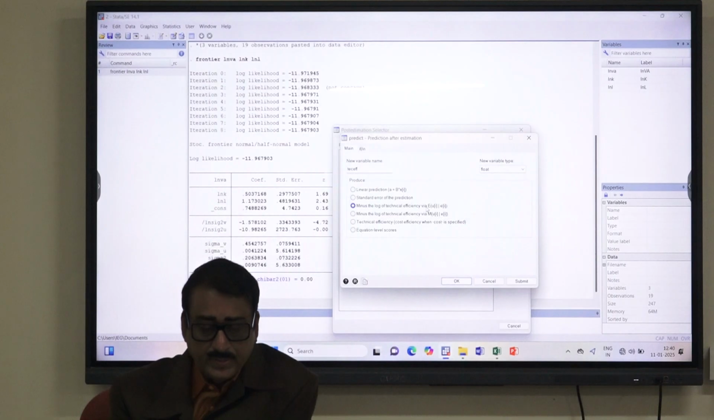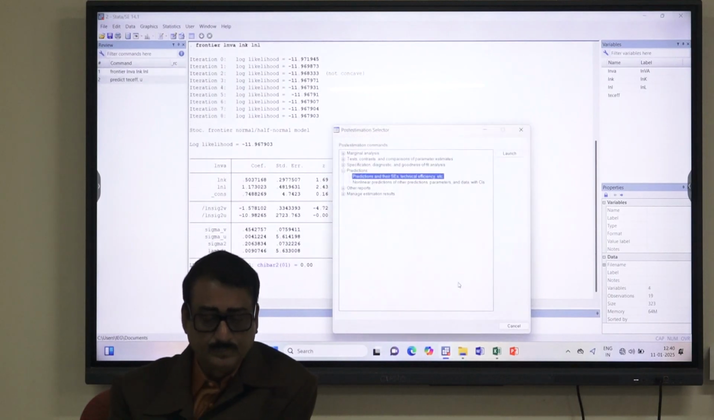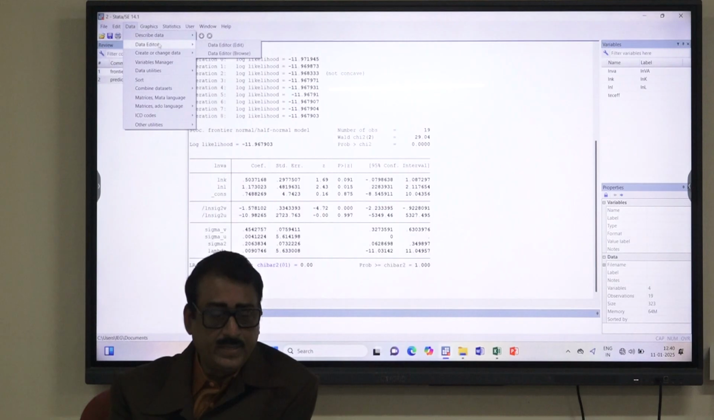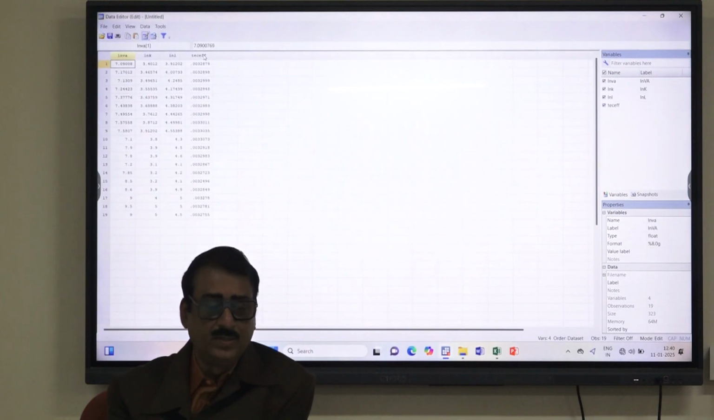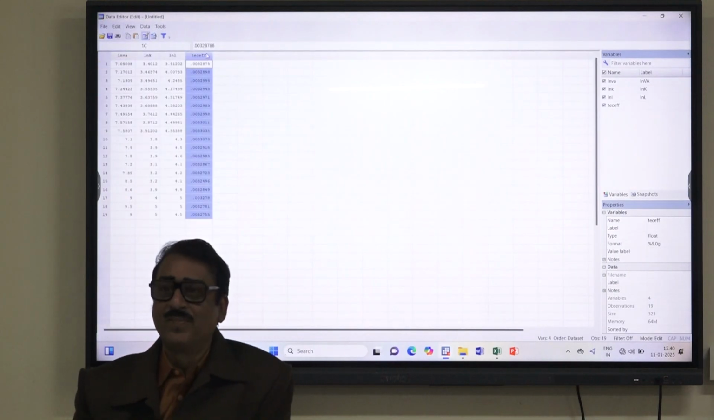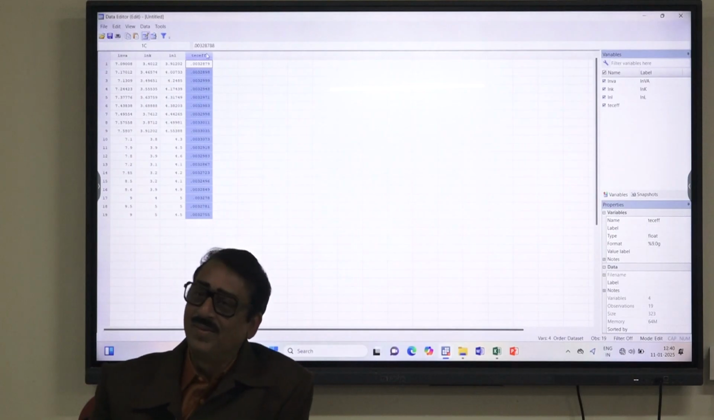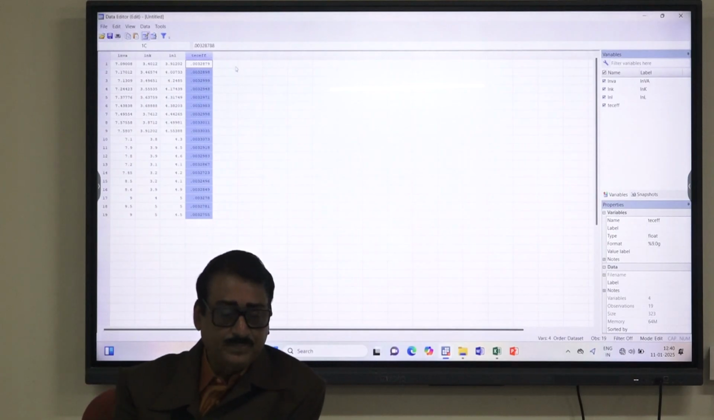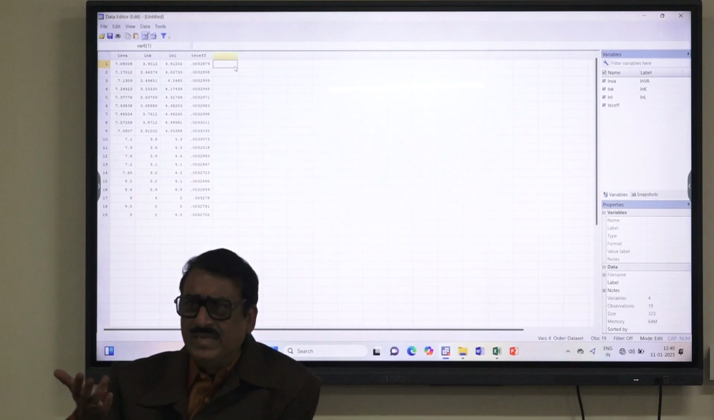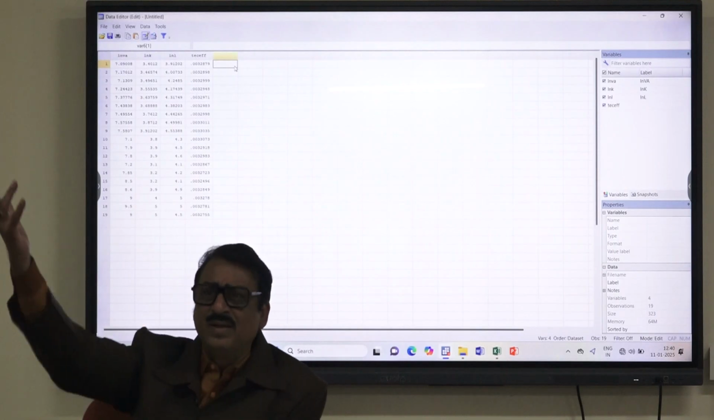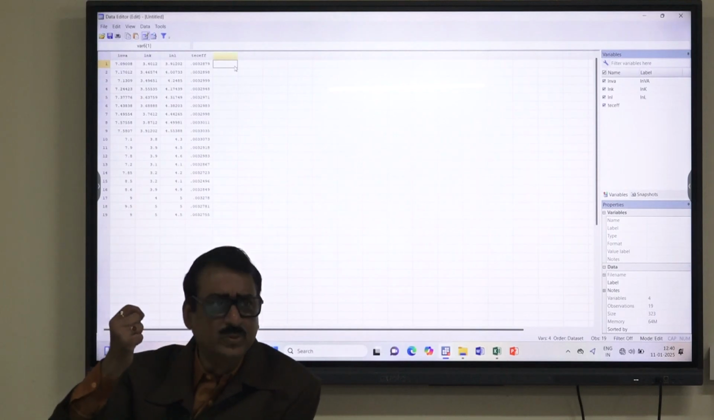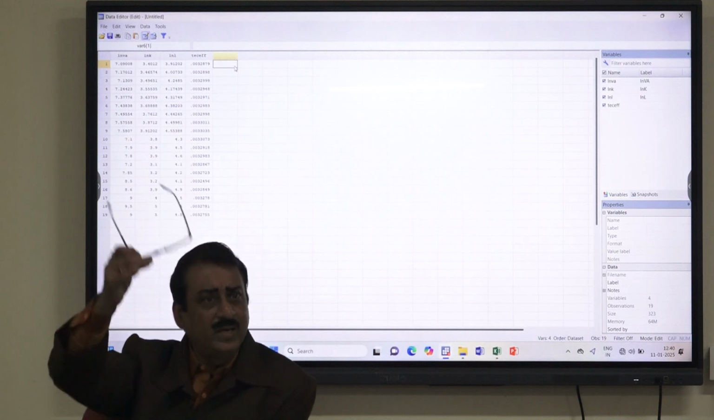Minus the log of technical efficiency via this method. Okay. What I will do, I will go to the data editor. See, this column is the technical efficiency. Okay. I am not interested in V because V is a random error. I am interested in U, to what extent one is below the frontier.